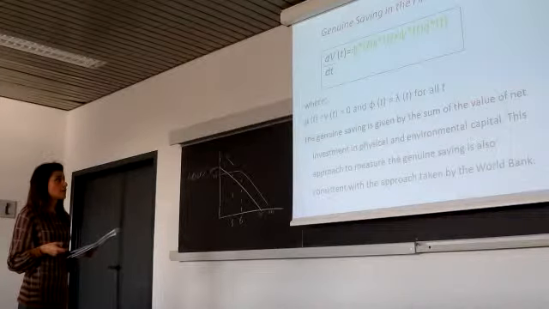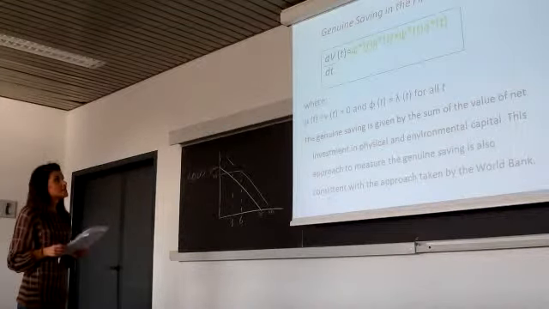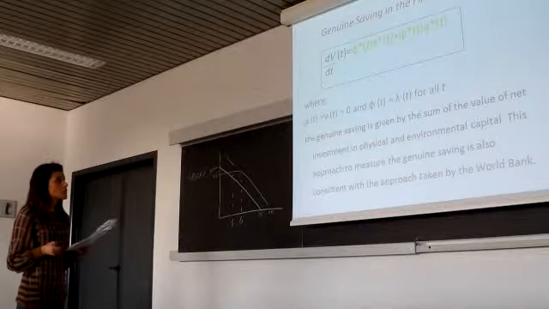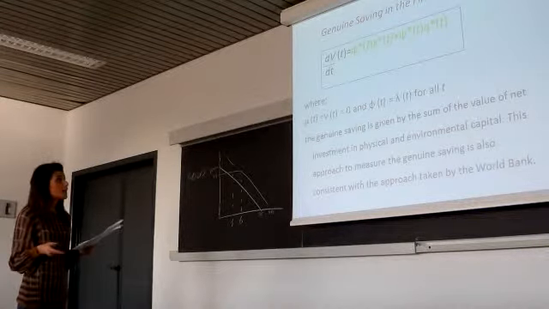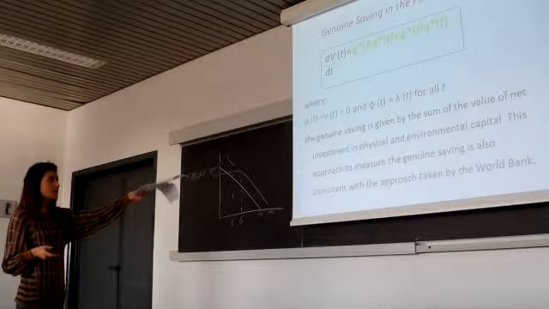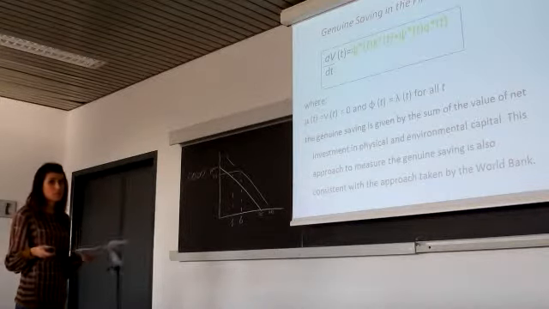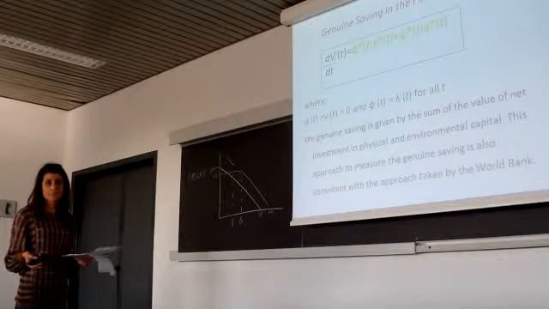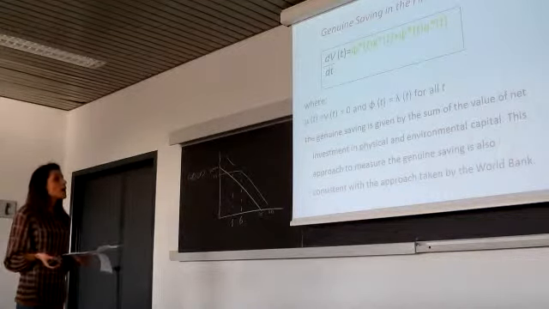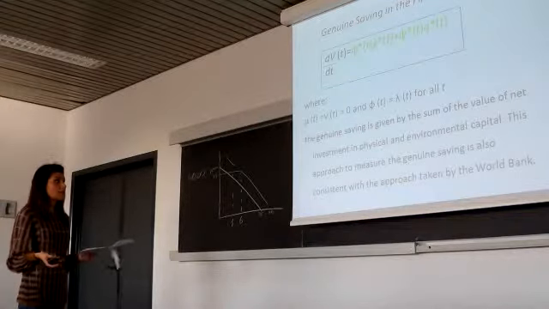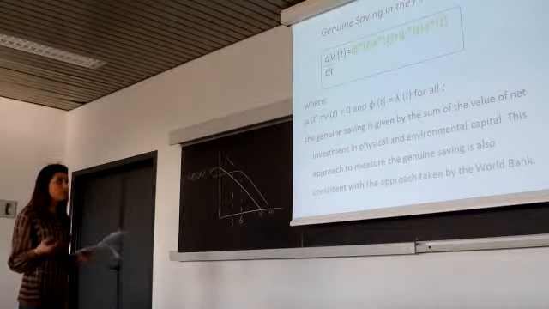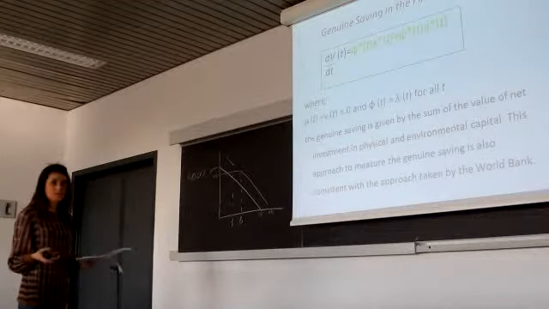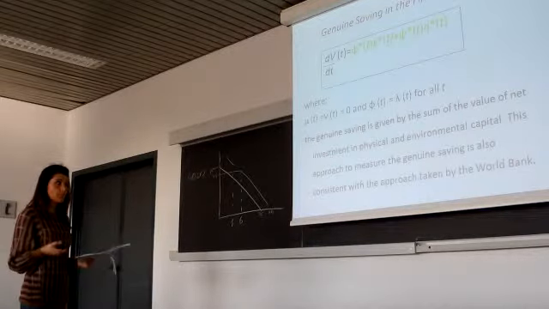So we can see from this formula that the social welfare function is equal to the Hamiltonian function when the marginal excess burden is equal to 0. This happens when there's the first best allocation. So in this case, the genuine saving is given by the sum of the value of net investment in physical and environmental capital, and it's also consistent with the approach taken by the World Bank.